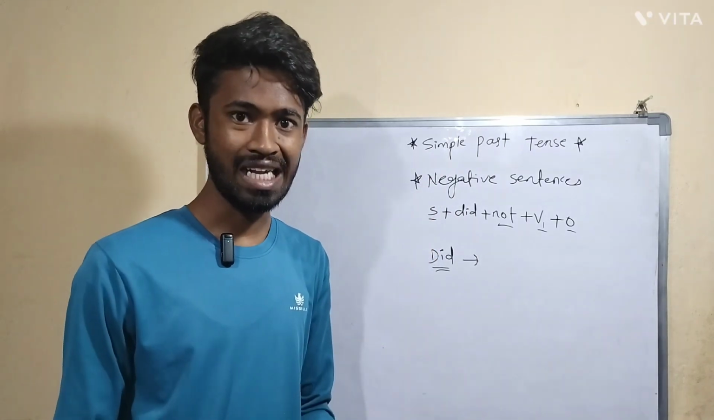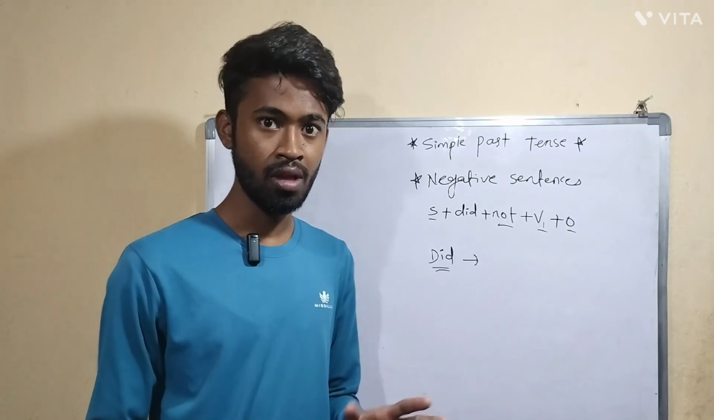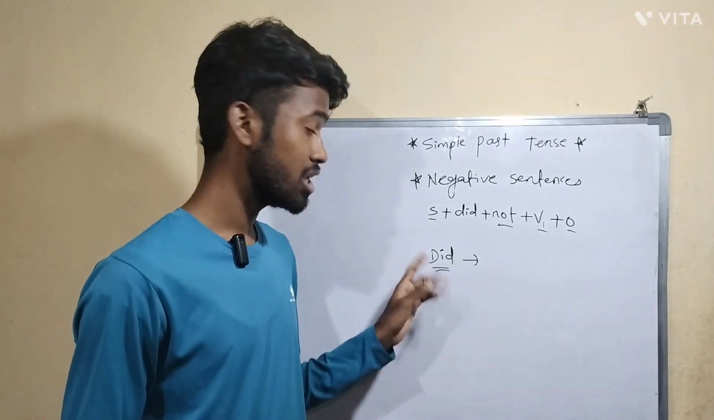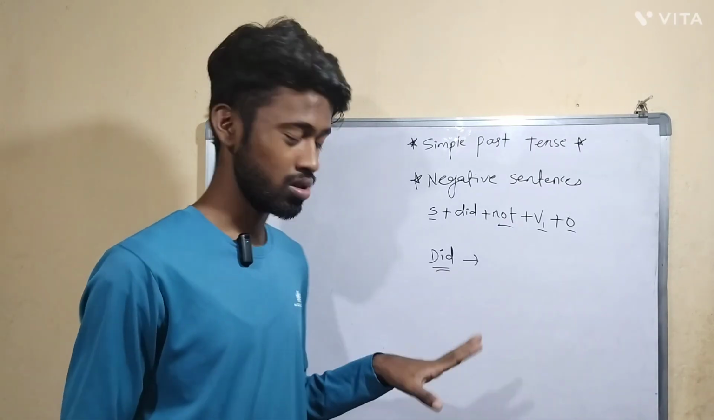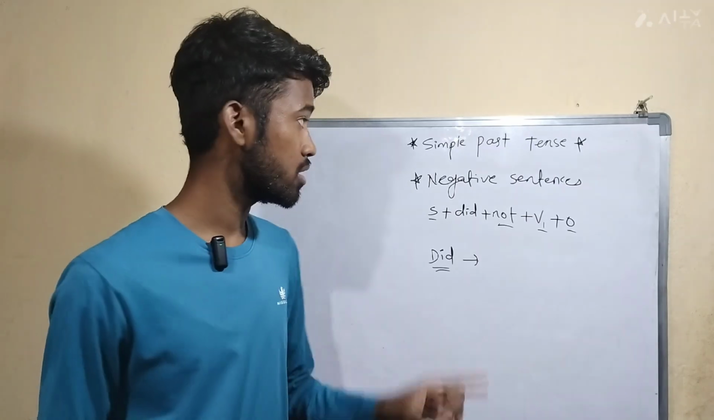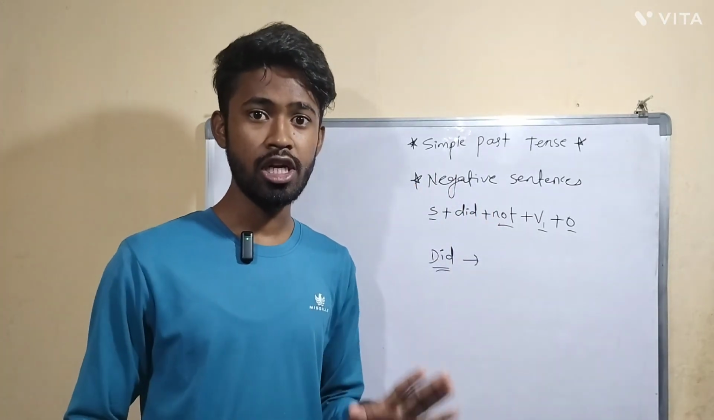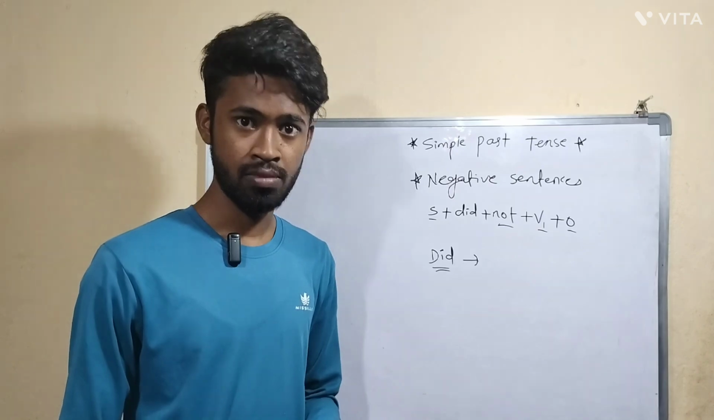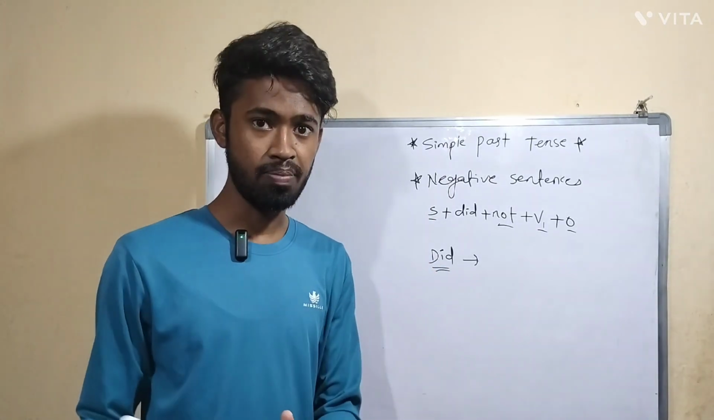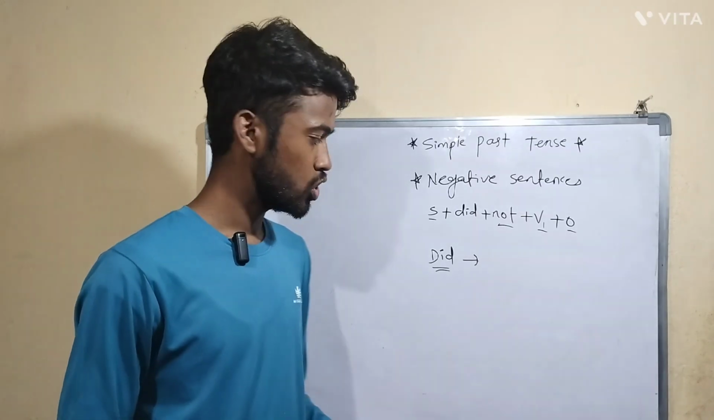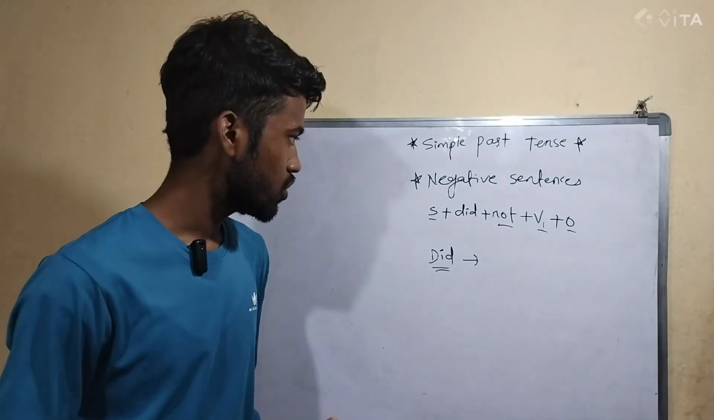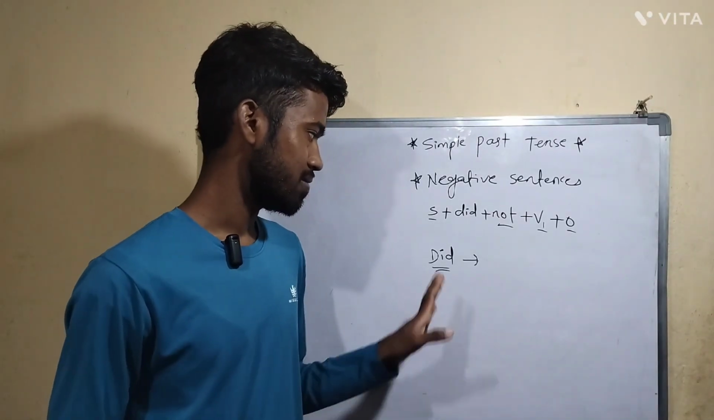In positive sentences we don't use any helping verb, but when it comes to negative or interrogative sentences, we use did as a helping verb. This thing you have to remember. Whenever you are making a positive statement in simple past tense, you don't need any helping verb, just the second form of verb. But for a negative or interrogative statement, you must use did as the helping verb.